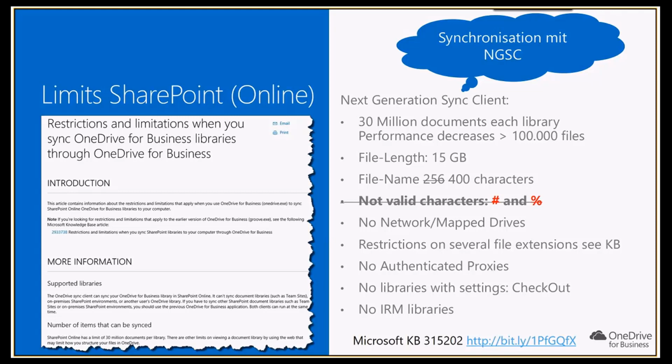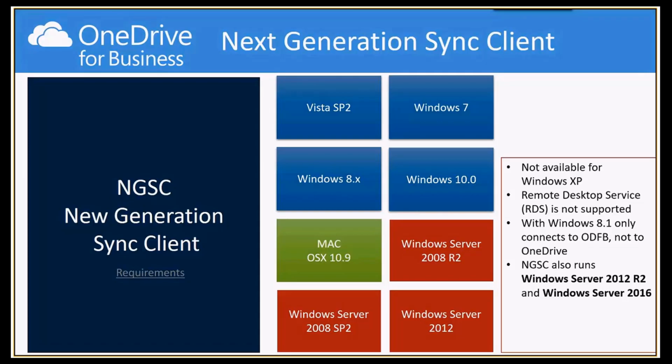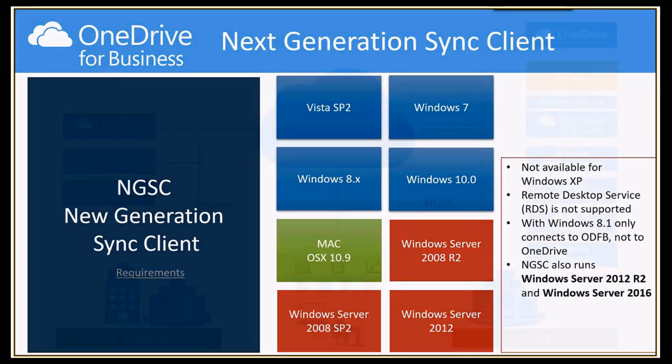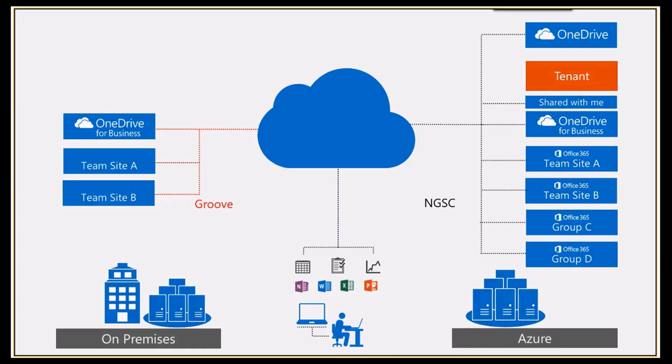That's a different thing with all of the above, and you also have the possibility to install it on Windows 2016. So again, on the left side, that's on-premise. You still use Groove there. On the right side, you see that with the next generation sync client, we can use it. At the top level, OneDrive Personal. At the tenant level, OneDrive for Business. That's a 1 terabyte space each user has in Office 365.